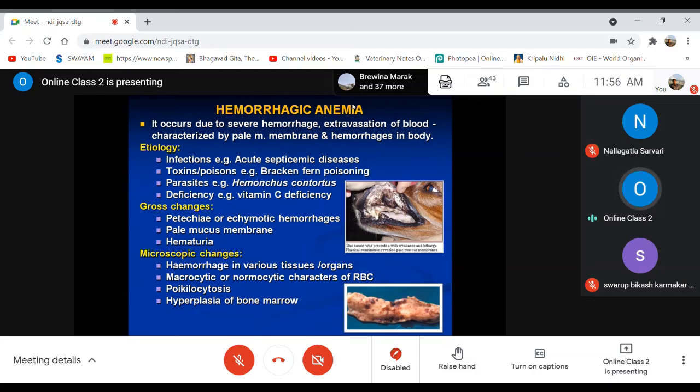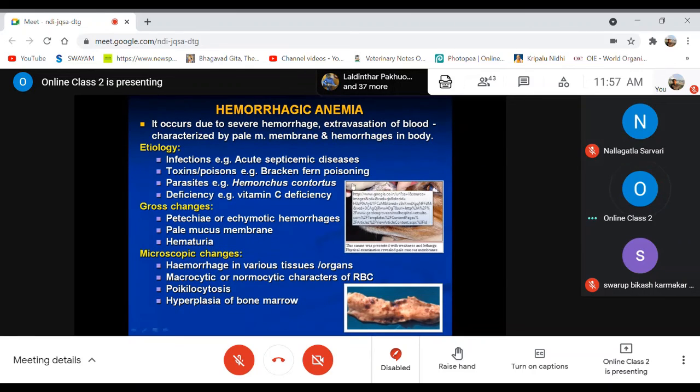Whereas in hemolytic cases, hemoglobinuria occurs after the lysis of the RBCs. But here the whole blood, meaning the intact RBCs, will be there. Okay, so hemoglobinuria and hematuria, these two things are different. One contains hemoglobin, the other contains intact RBCs, whole blood. Okay, and microscopic lesions will also show in the sections. Many parts of the tissues and organs will show hemorrhagic lesions. There may be macrocytic or normocytic characteristics in the RBCs. Sometimes there may be poikilocytosis, meaning different shapes of the RBCs, and there may be hyperplasia of the bone marrow.